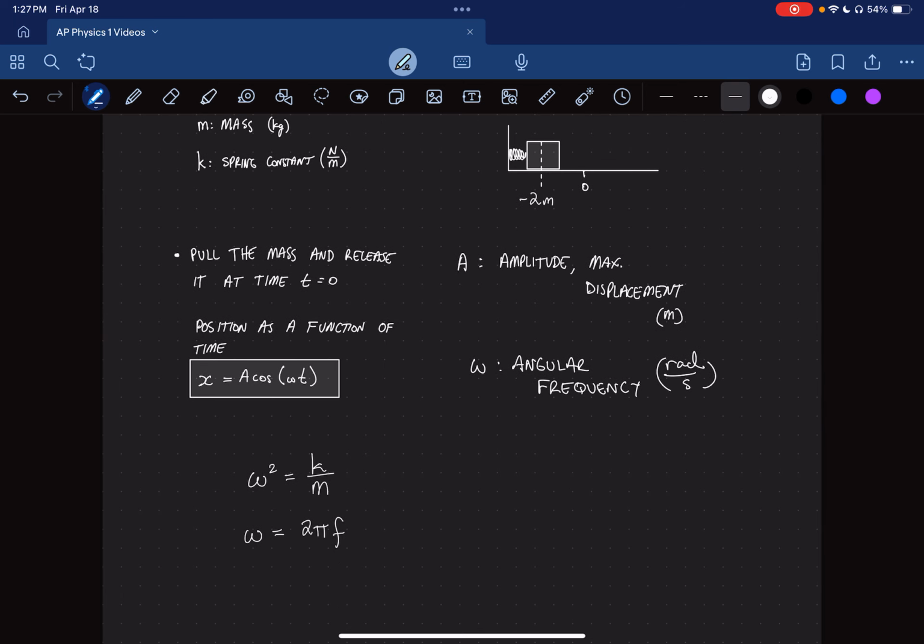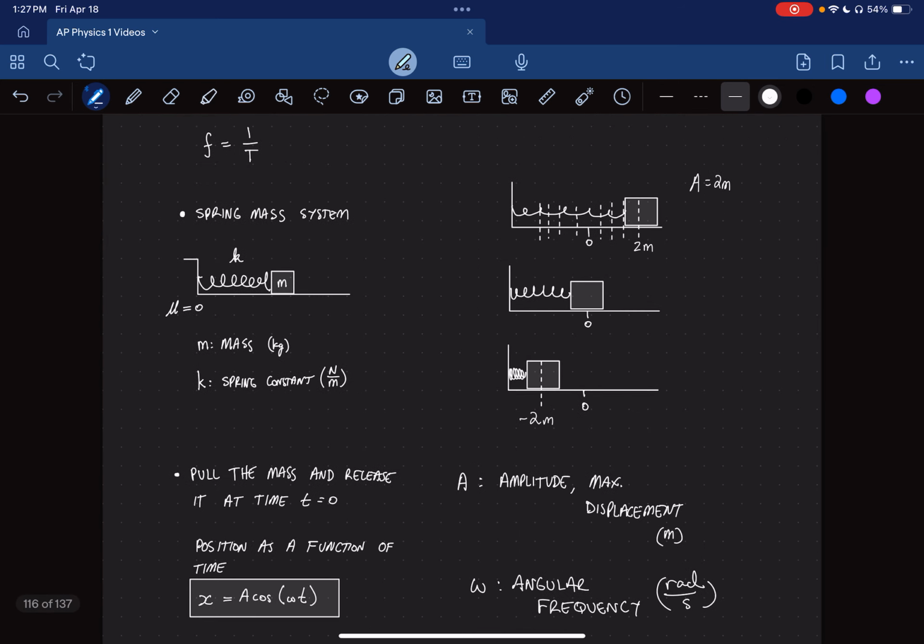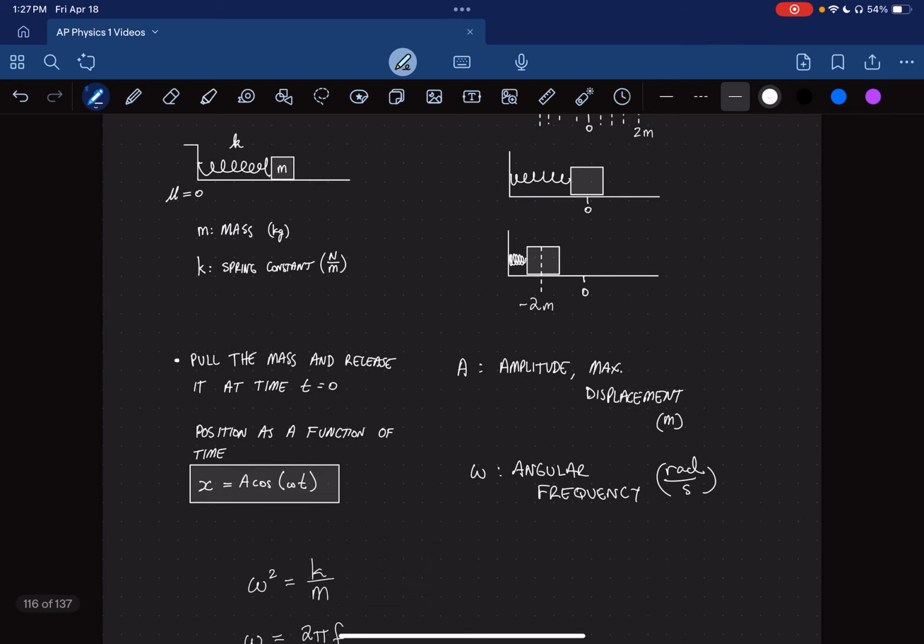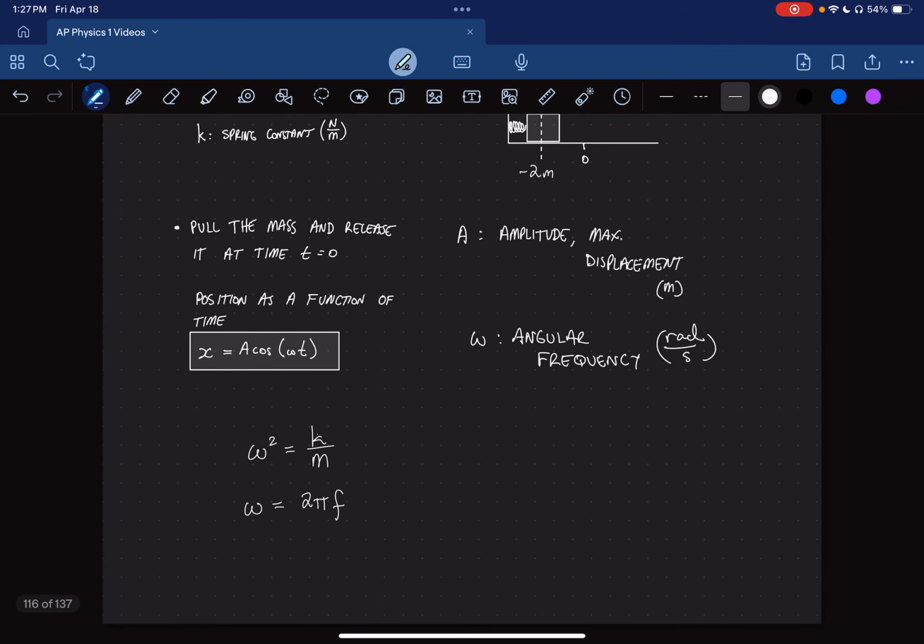The spring constant. If you put a stronger spring on there and you set it in motion, if the value of k is higher, then the angular frequency increases. It'll go back and forth with a higher frequency.